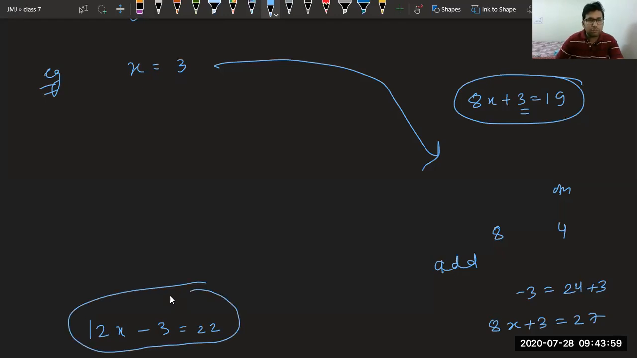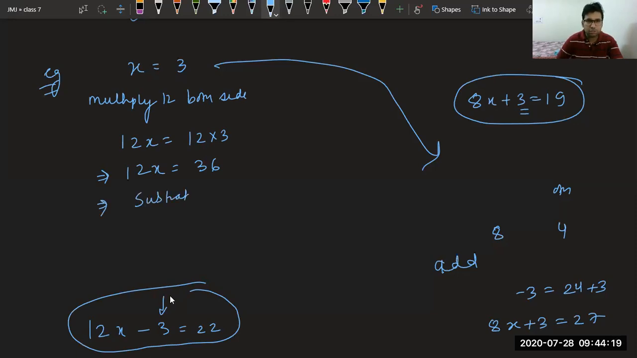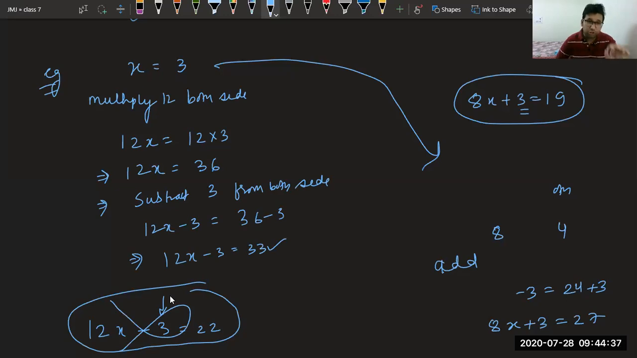12x minus 3. First you have multiplied by 12 on both sides. We will get 12x equal to 12 into 3, that is 12x equal to 36. Now you have done minus 3 on both sides. So subtract 3 from both sides. You will get 12x minus 3 is equal to 36 minus 3, that is 12x minus 3 equal to 33. This is the correct one. This is the wrong one. Whatever you do on one side, do the same thing on the right side.